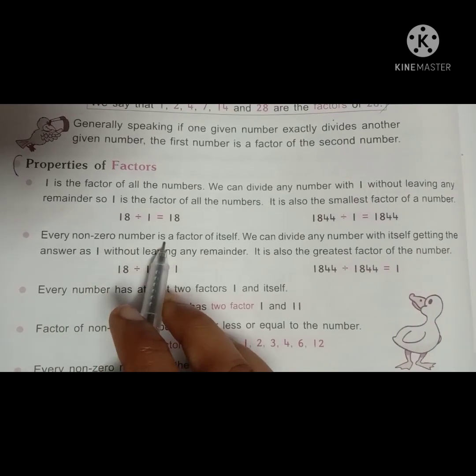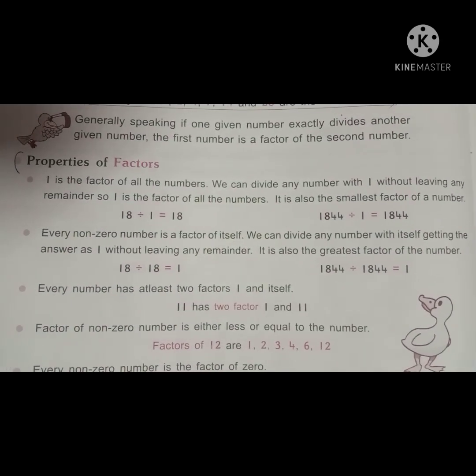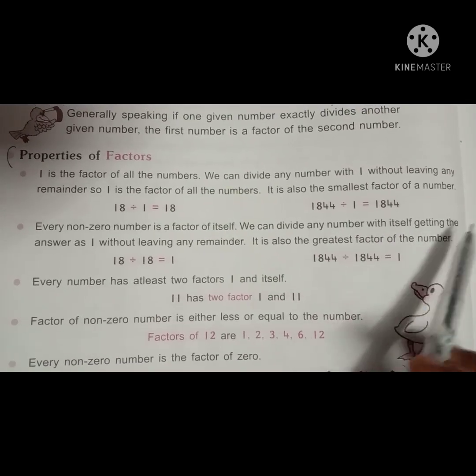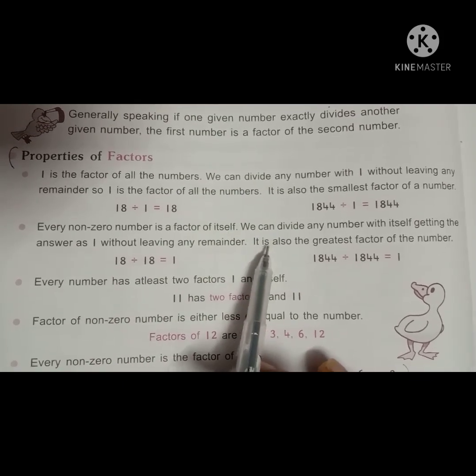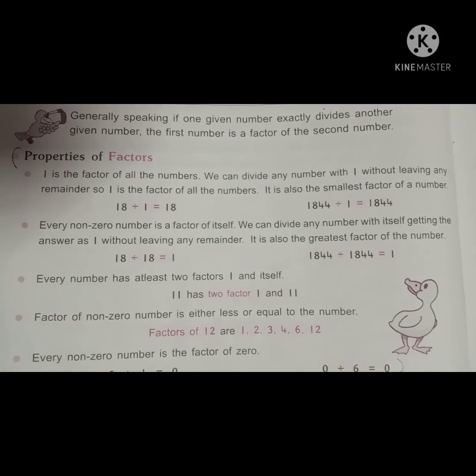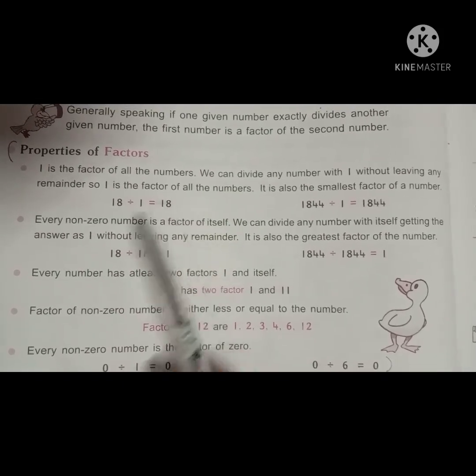Now see the second point. Every non-zero number is a factor of itself. Every non-zero number is a factor of itself. We can divide any number by itself, getting the answer as 1 without leaving any remainder. It is also the greatest factor of the number. Now here the smallest factor is 1. The smallest factor of the number is 1.